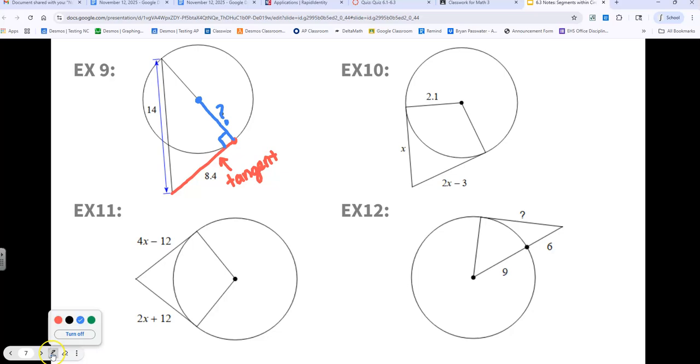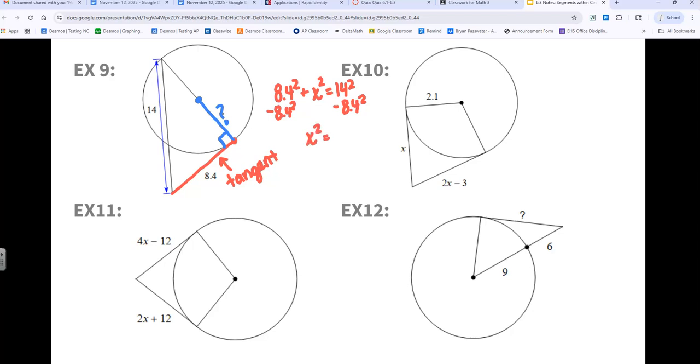Okay, good. So I'm going to treat this just like this is a right triangle, okay? So this whole thing is 14. That's my C, right? I'm going to have 8.4 squared plus x squared equals 14 squared, and I could subtract 8.4 squared from both sides. So x squared, I'm going to do 14 squared minus 8.4 squared, and I'm going to get 125.44. And once I get to this point, Joey, what do I have to do to finish solving that?